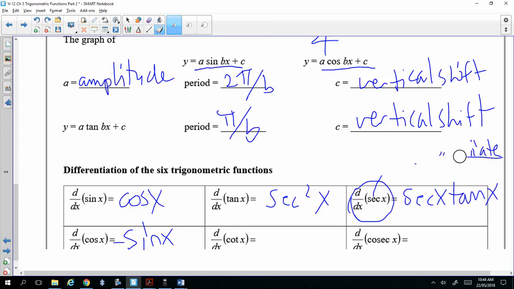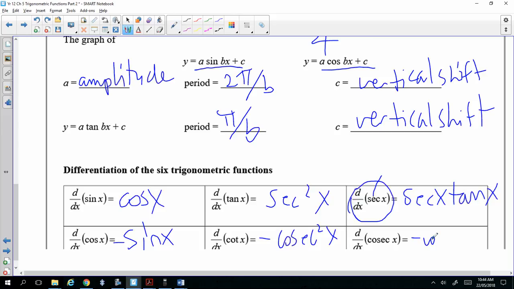Okay, let's move on to the next one. Cot is very similar to tan. It's negative cosec squared. And this is very similar to above. Negative cosec x cot x. So all you have to do to know the other two, just remember if there's a co here, put a co in front. If there's a co here, put a co in front. And put an extra minus. So if you know the one above, you will know these two. Alright, good.